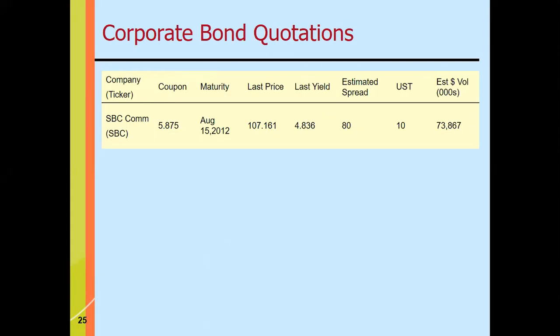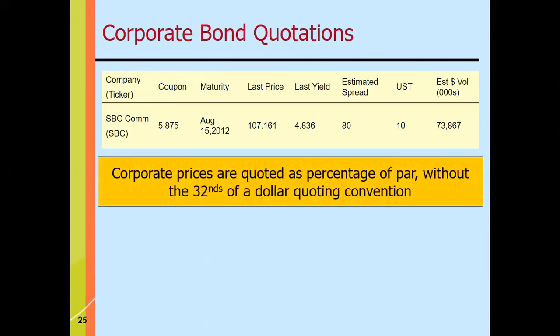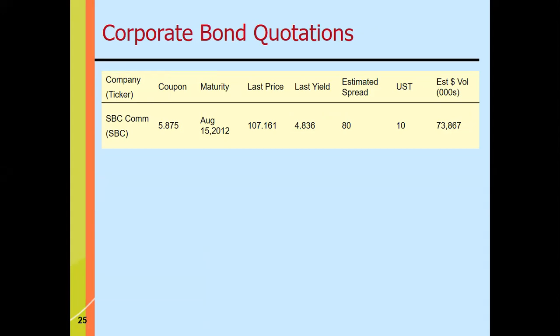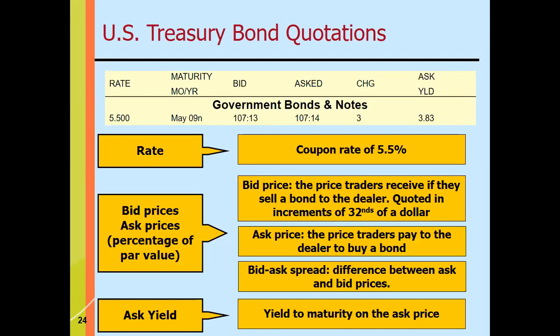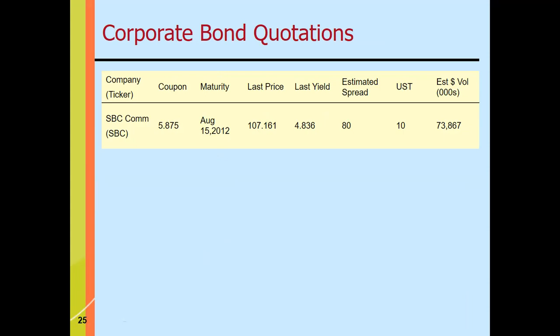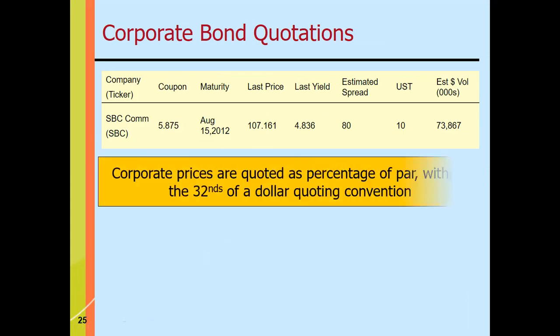For corporate bond quotations, it is the same, except that the corporate prices are quoted as percentage of par, but without the 32nds of a dollar quoting convention or conversion first. So a while ago, this was for US Treasury bond quotations, with 13 for bid price and 14 for ask price to be divided by 32. Here, no more in corporate bond quotations. Just divide that immediately by 100 to get the percentages. So for the percentage, here that's going to be 1.07161.